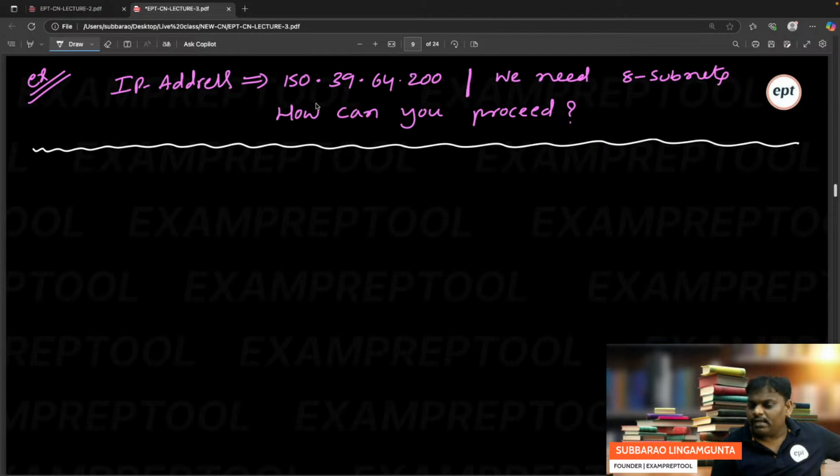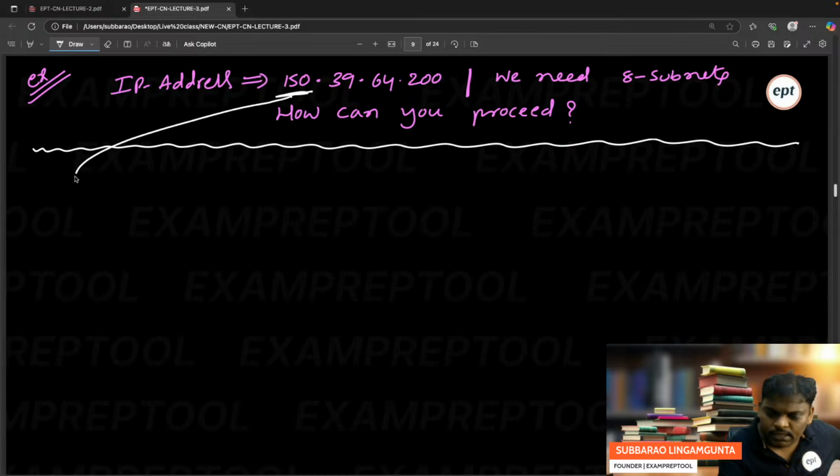Right? One IP address is given and we need 8 subnets, he is saying. So how can you proceed? Now see this one. By seeing this IP address, I can say that it is a class B. It is a B class.